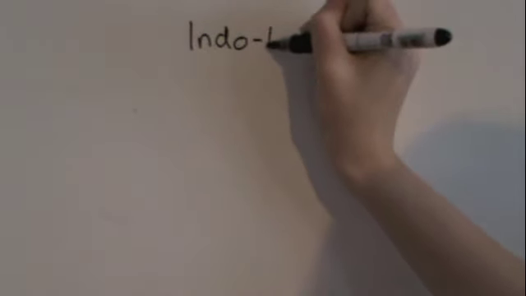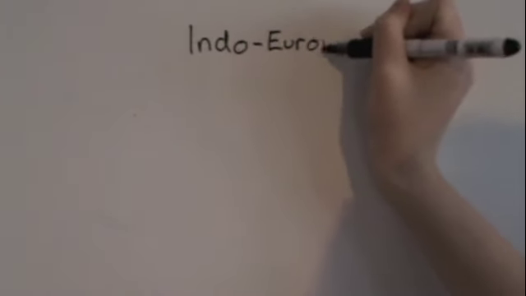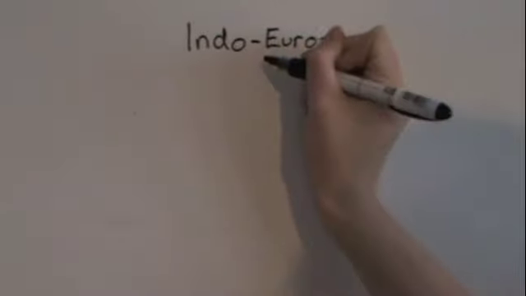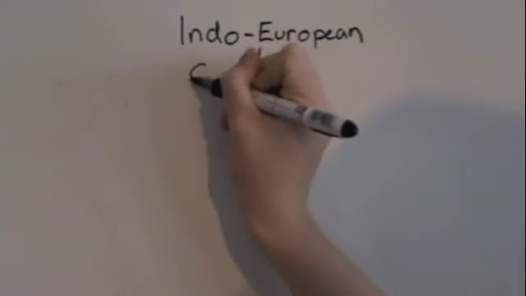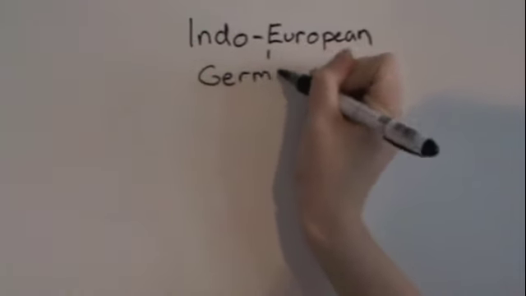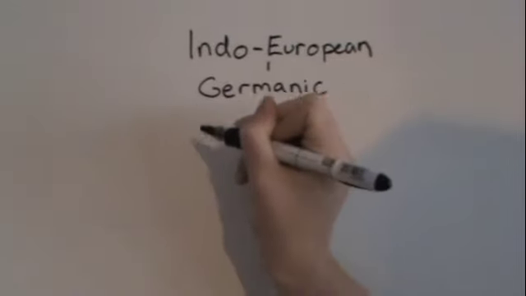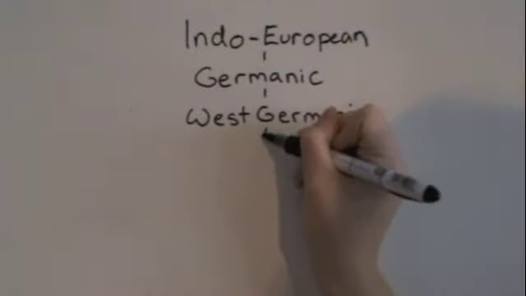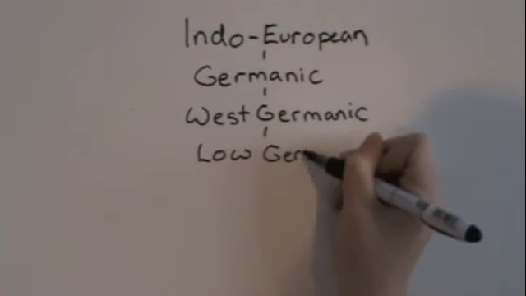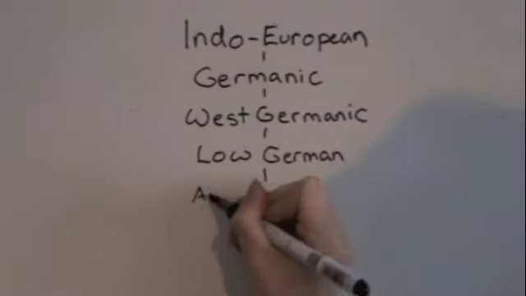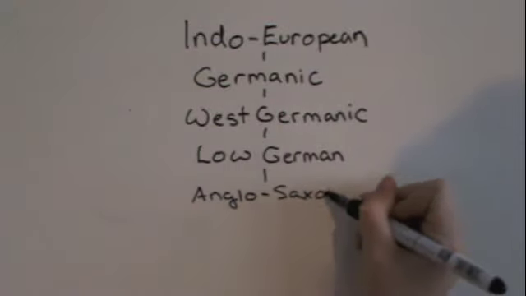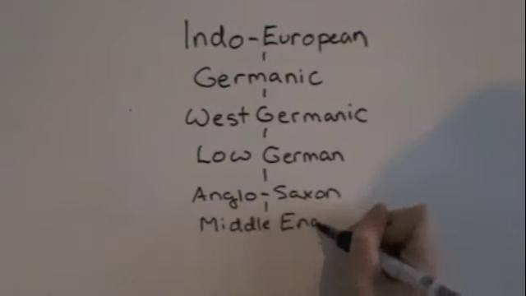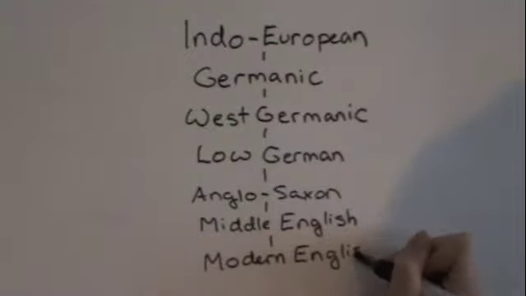English comes from the Indo-European family of languages, which has several branches, including Italic, which is where languages like Latin and French come from, and Germanic, which is where English is from. Germanic developed into three branches, one of them being West Germanic. This split into High German and Low German, which is what Anglo-Saxon, otherwise known as Old English, came from. This became Middle English, then Modern English, which is what we speak today.